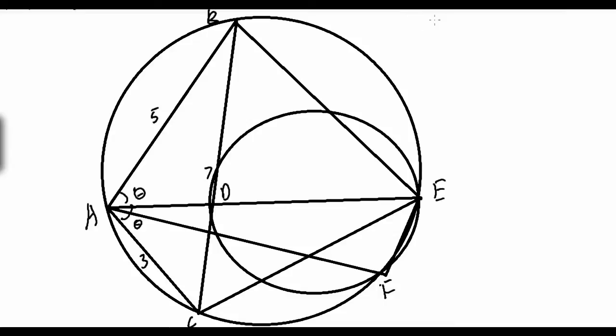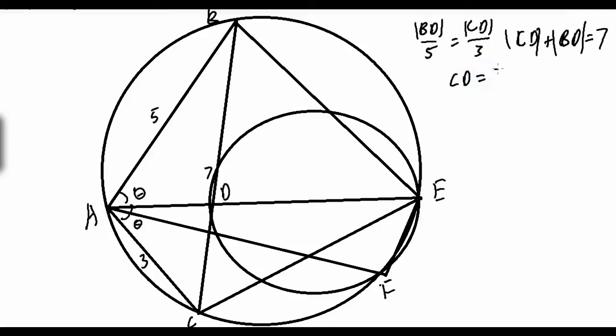So okay, BD over 5 equals CD over 3, and then let's see. CD plus BD equals 7. Alright, you have two equations. I believe you get CD equals 21 over 8, and BD is 35 over 8. So, 21 over 8, 35 over 8. And then you want to find AD.